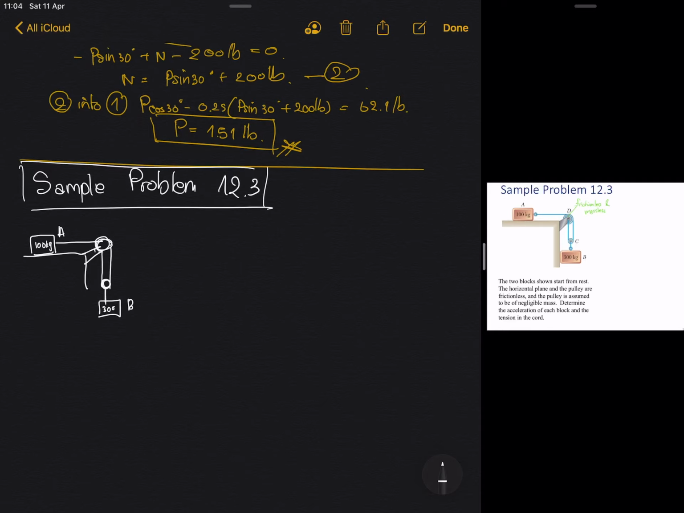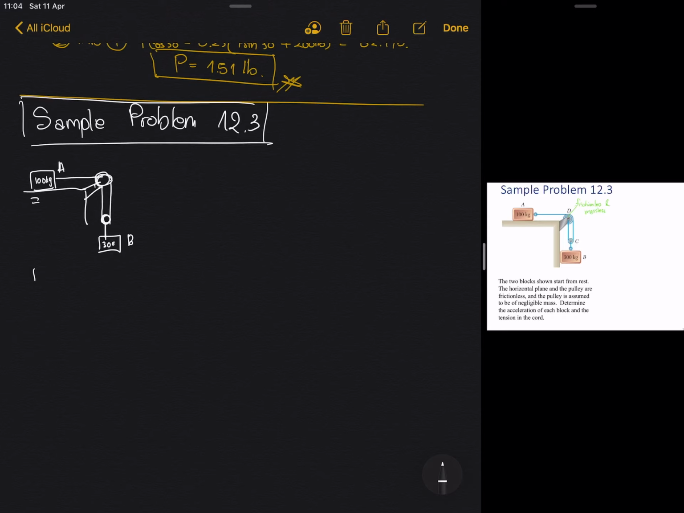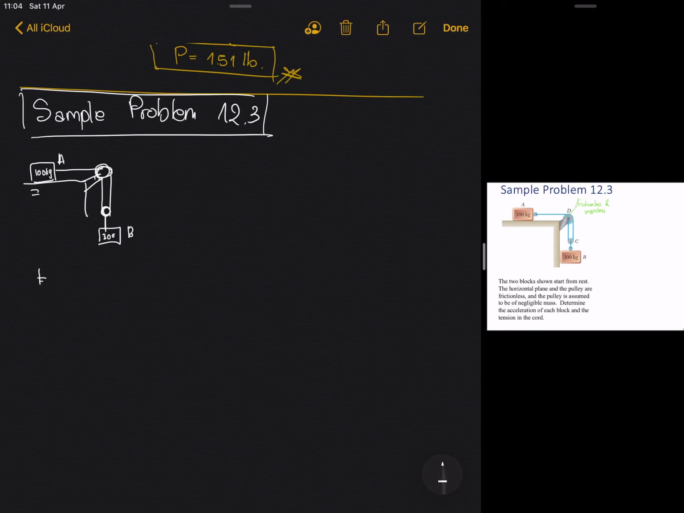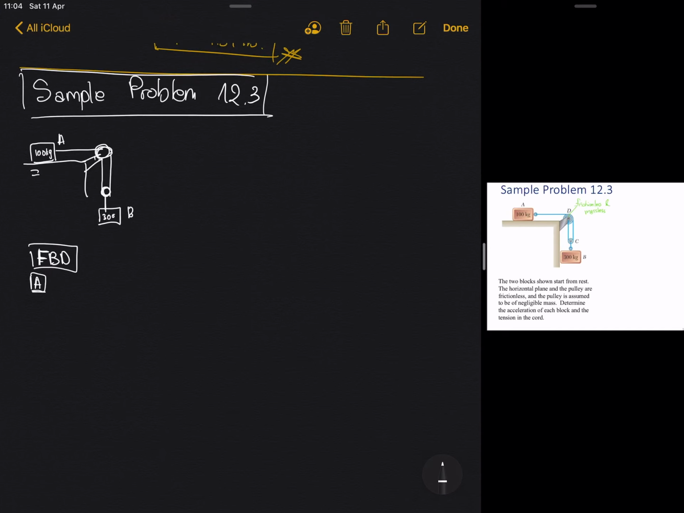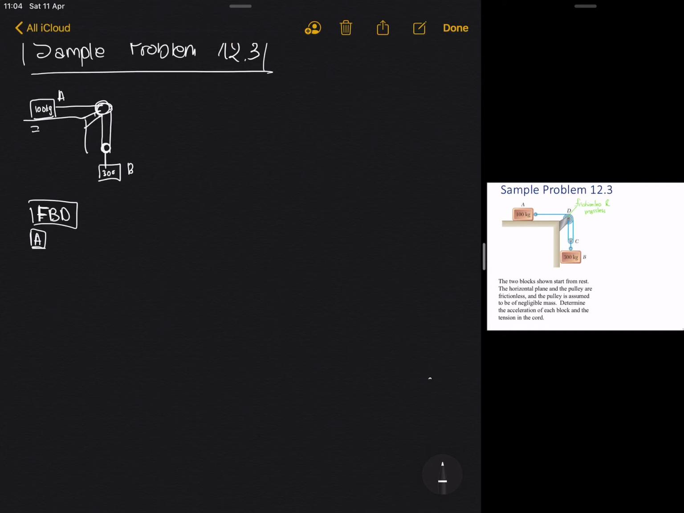So what do we do first? We draw the free body diagrams, right? So we write FBD here. Okay, and we focus on A first, object A. So I will just write this as object A. We have wedge A. We have tension in this direction, right?